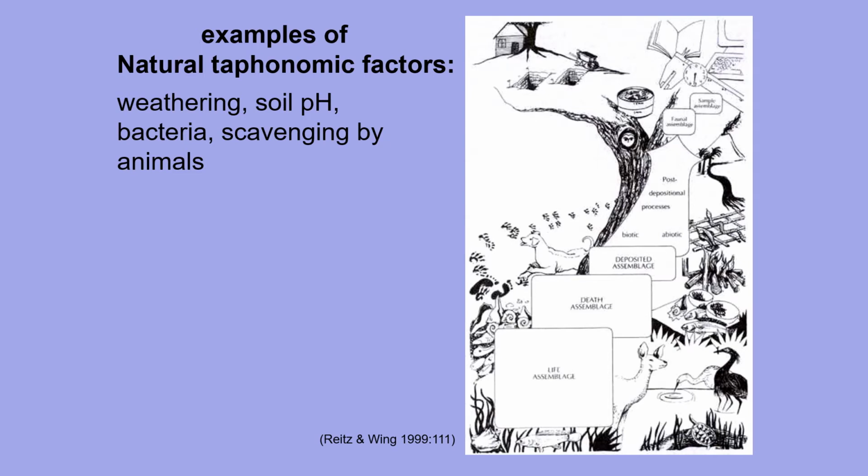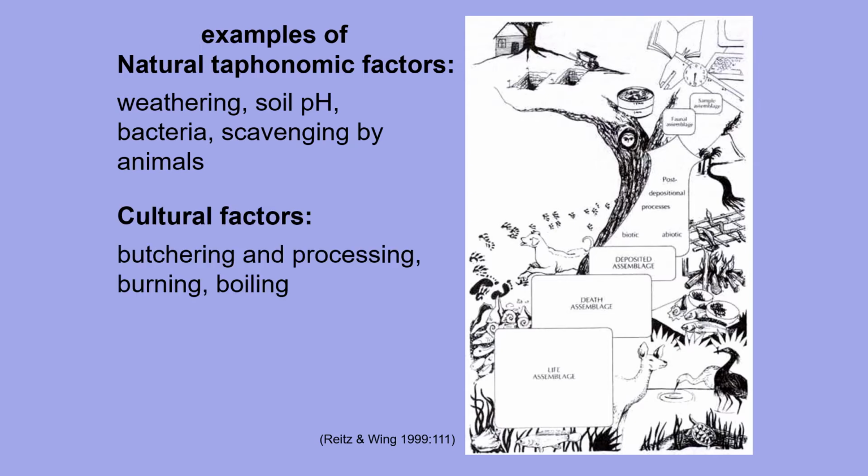You can look at different examples of natural taphonomic factors such as weathering, the soil pH, bacteria, scavenging by animals. So that deer skeleton lying on the surface is going to be exposed to weathering and to scavenging by animals. But there are also cultural factors such as have you cooked the meat? Was the bone in the meat when you were cooking it? Did you boil it? What sorts of cultural things were imposed upon the bone that might be recovered?